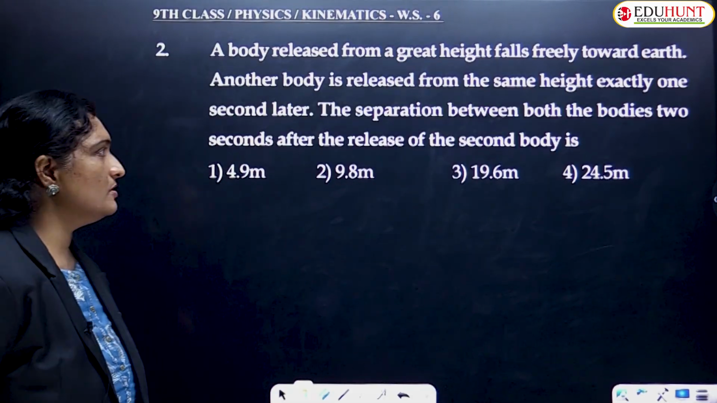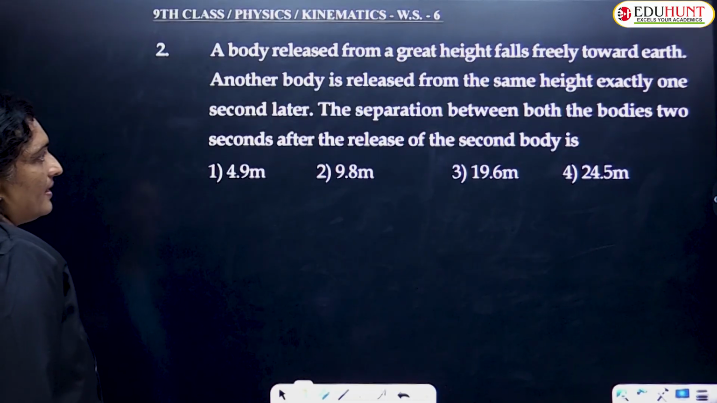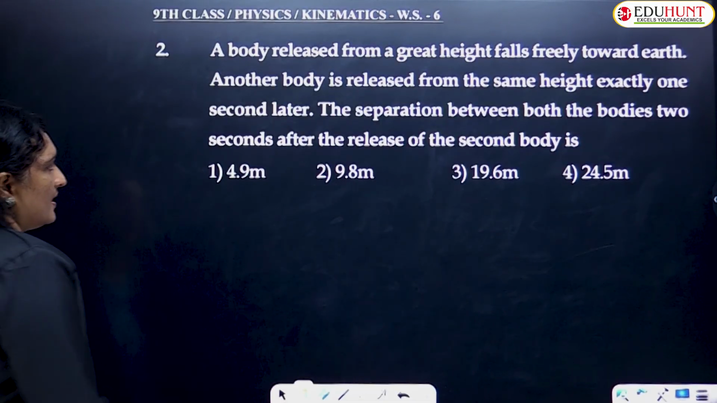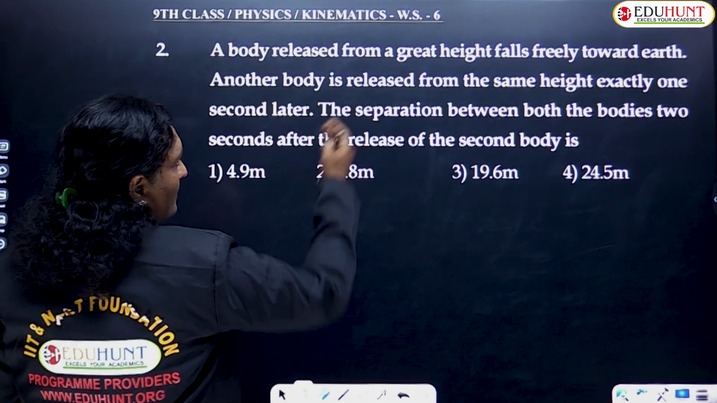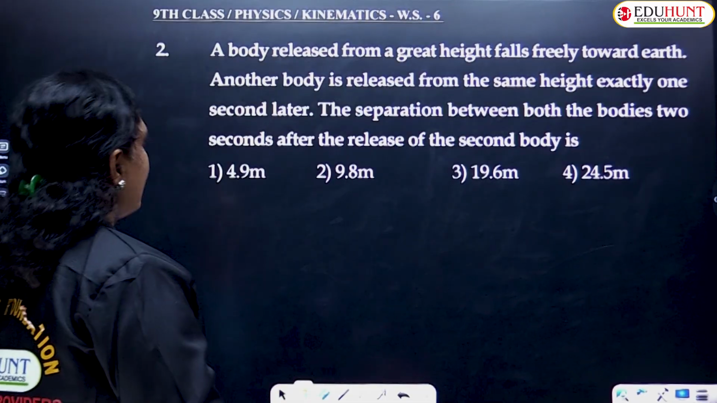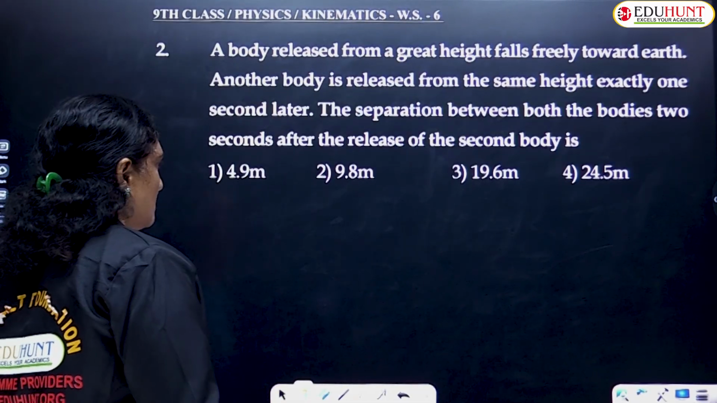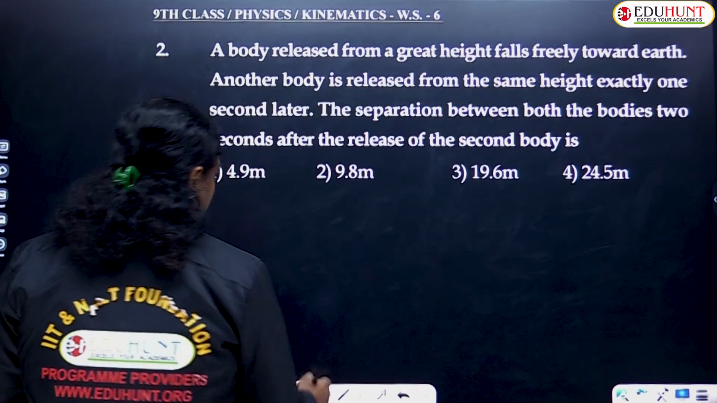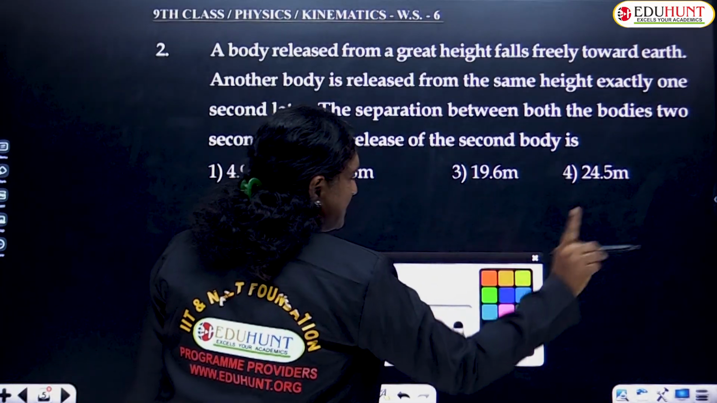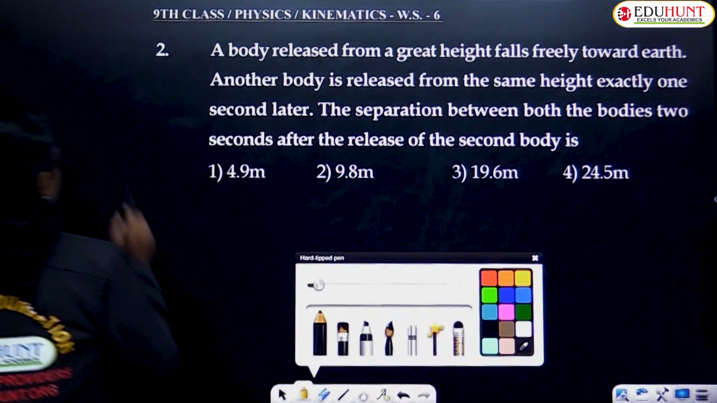So children, let us try to find out. Here half is always constant, its value will never change, and the value of G never changes. From this equation, it is clear that the value of H always depends on time as t square. H is proportional to t square.